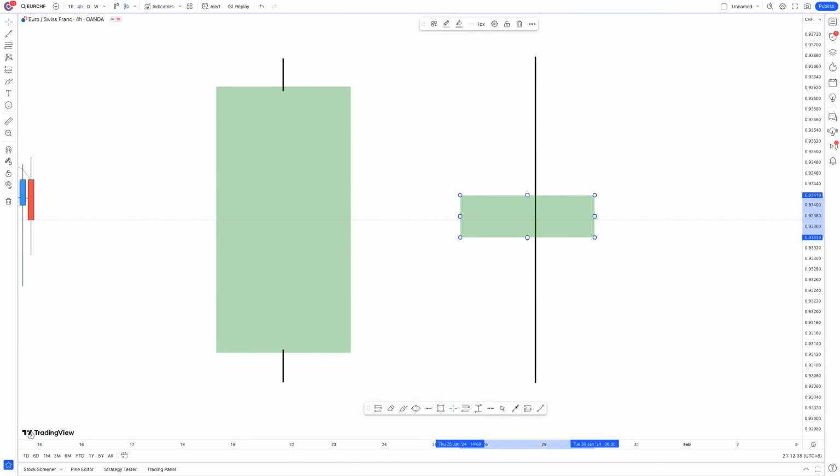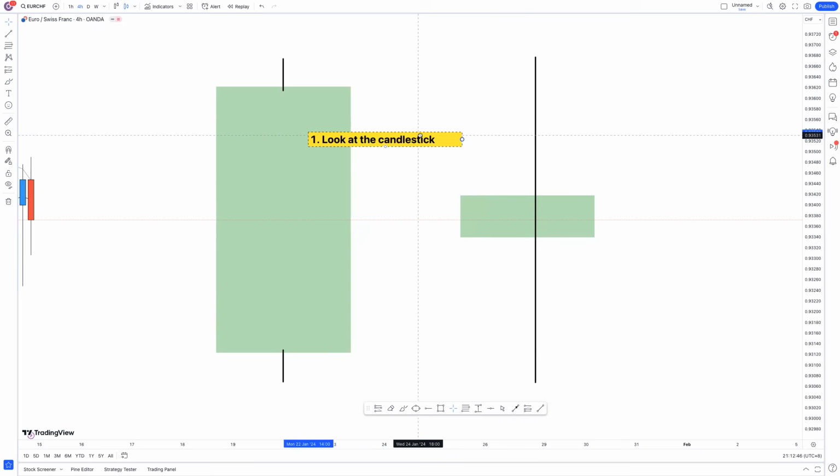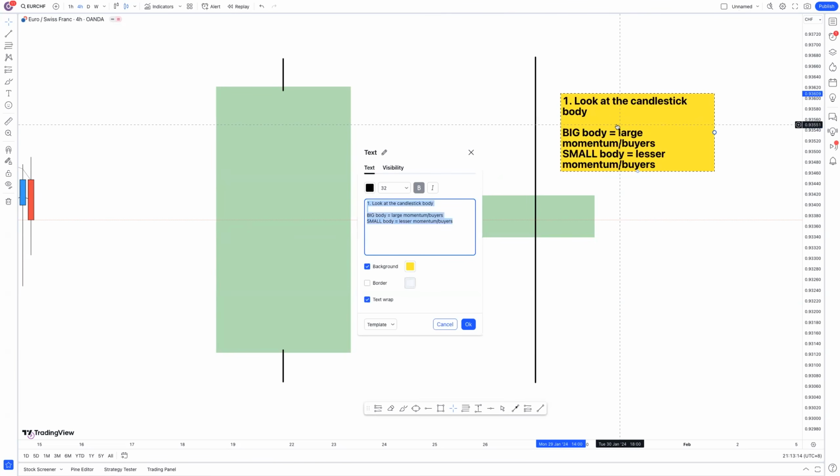That's my first tip for you guys: look at the candlestick body, right? Compare the candlestick body. If the candlestick body is a big body, it equals large momentum. Small body equals lesser momentum and fewer buyers inside the market. So that's the first tip. Look at the candlestick body, because like I said, price tells us everything.